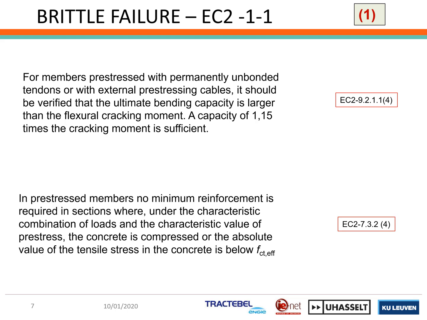But there's another rule stating that in pre-stressed members, no minimum reinforcement is required in sections where under the characteristic combination of loads and the characteristic value of pre-stress, the concrete is compressed or the absolute value of the tensile stress in the concrete is below fct,eff. Ultimate bending capacity must be 15% larger than flexural cracking moment, and this is in ULS. If in SLS the concrete stress stays below fct,eff, no minimum reinforcement is needed. This way, there is no contradiction between those two elements. You can regard the first part as brittle failure and the second part as crack control.